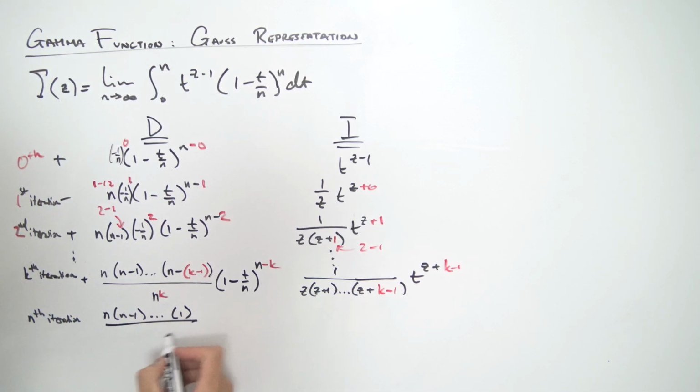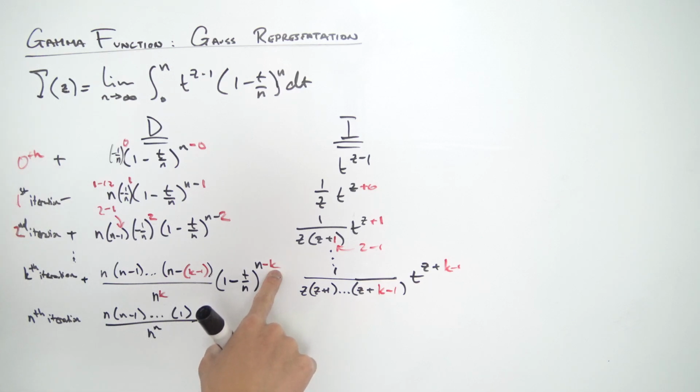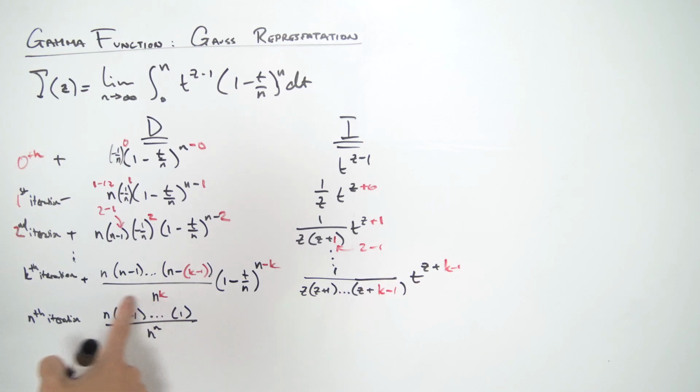And over here we have division by n, and this k turns into an n. So we have n to the nth power. And as for this term, notice that on the nth iteration, we're going to have n minus n, which is 0. So this whole thing is something to the 0th power, which is just a 1. So in fact, when we get to the nth iteration, we're just left with a constant.